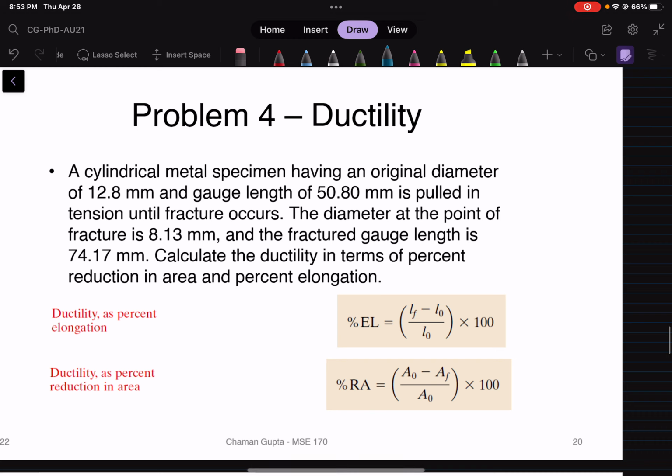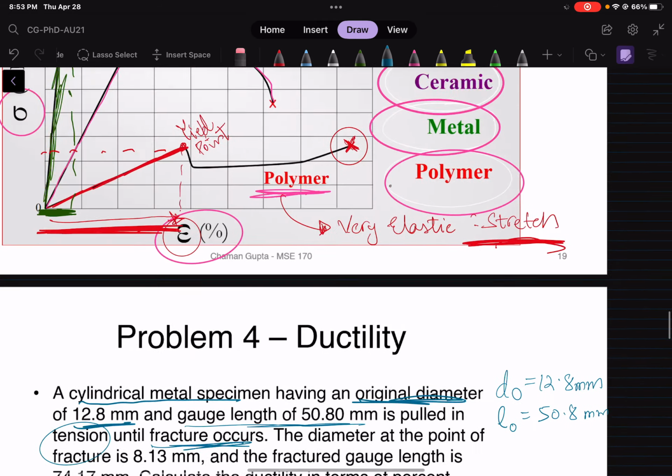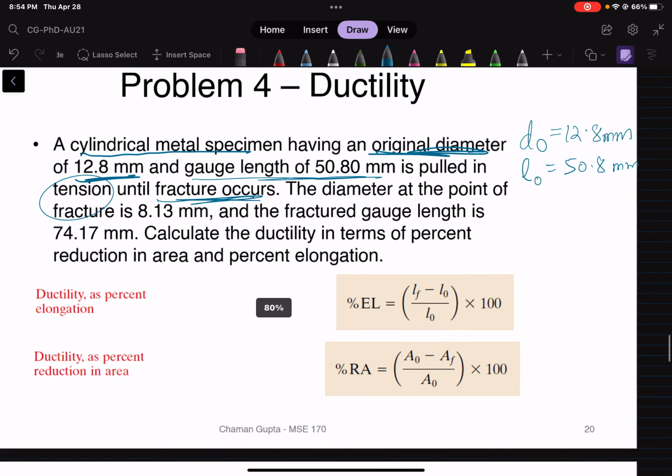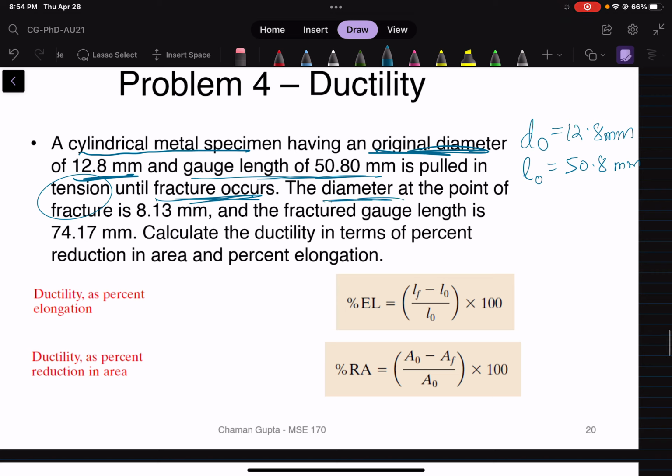So this example says you have a cylindrical metal specimen. The original diameter, or D naught, is given to you as 12.8 millimeters. The initial gauge length, L naught, equals 50.8 millimeters. And then it is pulled under tension until fracture occurs. So again, fracture occurs means that it is at this very end. And at the point of fracture, the diameter is 8.13. So the final diameter, D final, is 8.13 millimeters.